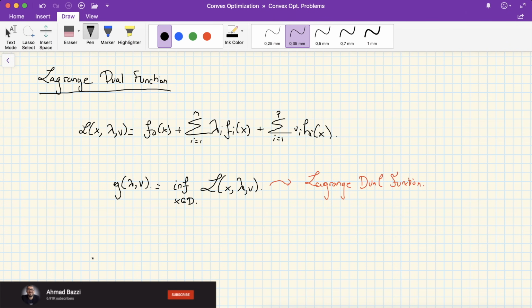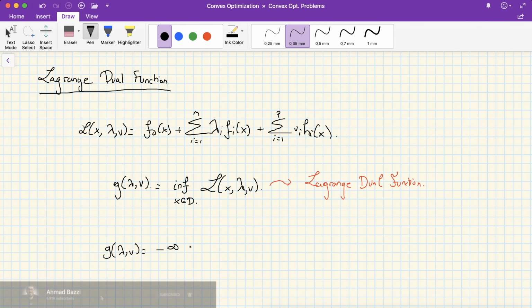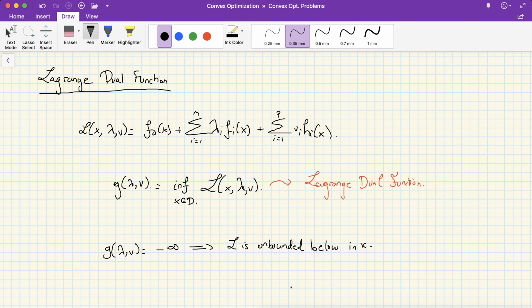So in the case where G(lambda, mu) is equal to minus infinity, this means that L is unbounded below in x, right? Because you're trying to find a lower bound on L with respect to x. Well, if you hit minus infinity, then L is unbounded below in x. There's no x that returns a finite infimum.